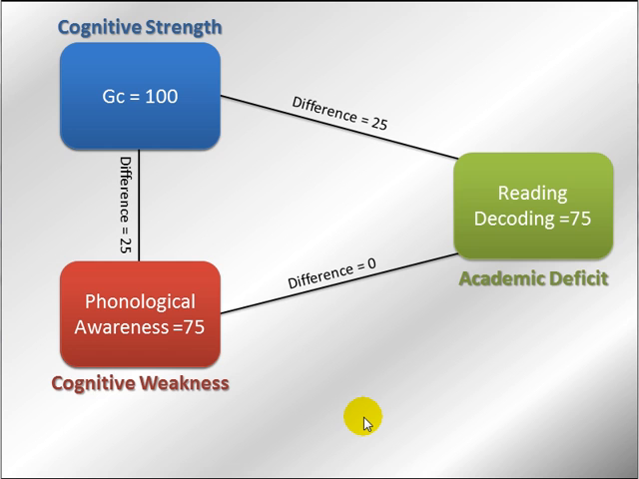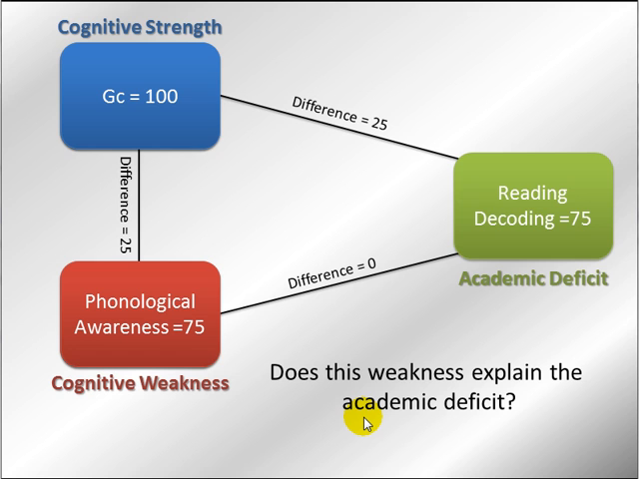For most of my academic career, if I saw a pattern like this, I would think that pretty much my job is done. That phonological awareness is theoretically related to reading decoding, is much lower than GC, and is consistent with reading decoding. That essentially I've got a pretty good explanation. I've come to understand that this conceptualization is incorrect. Well, not exactly incorrect, but very incomplete. There's a kernel of truth to it, but much more needs to be understood than just this.